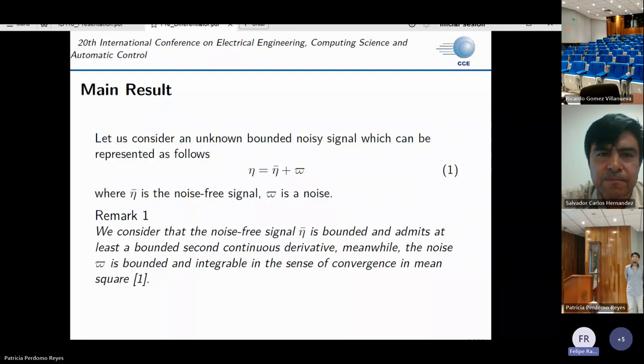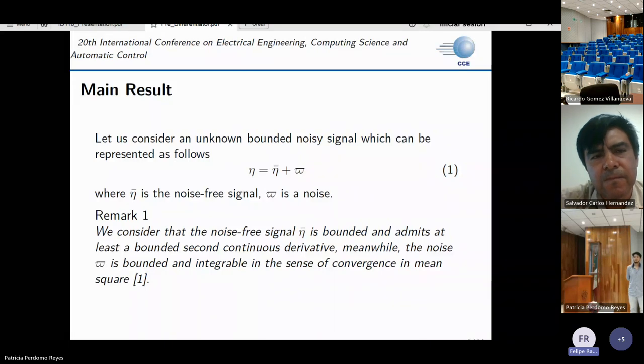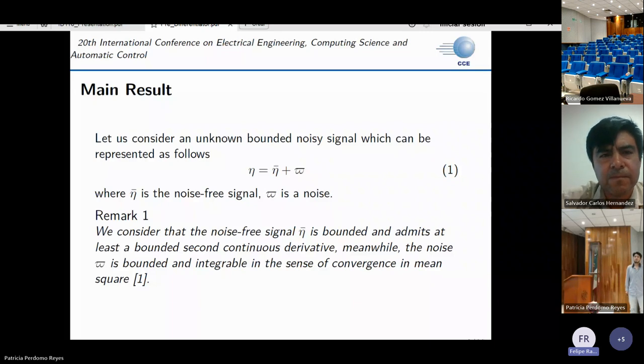Thank you. I have another question. Must the value of the bound of the noise be known, or is it only assumed that it is bounded, and you apply your scheme? Or is it necessary to know the value of the bound?